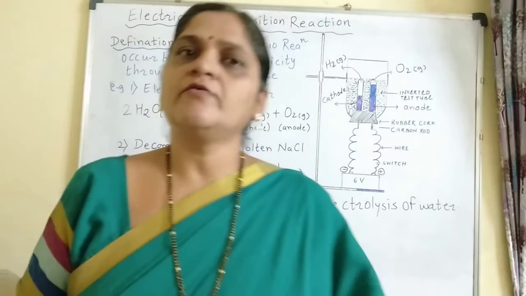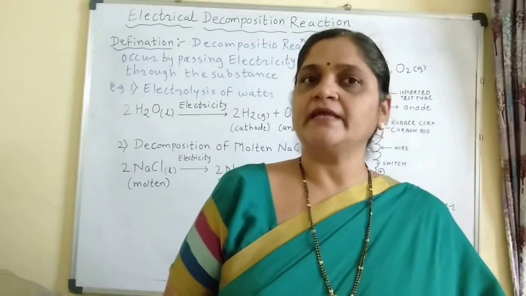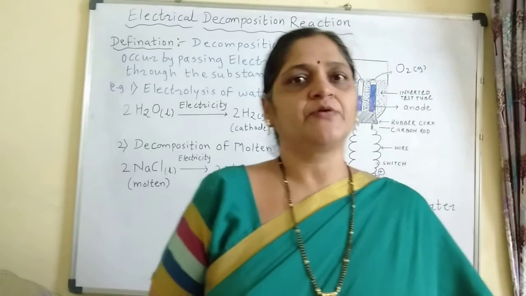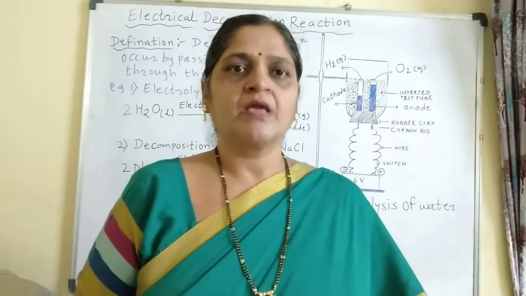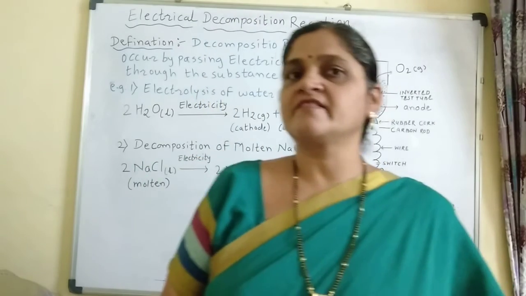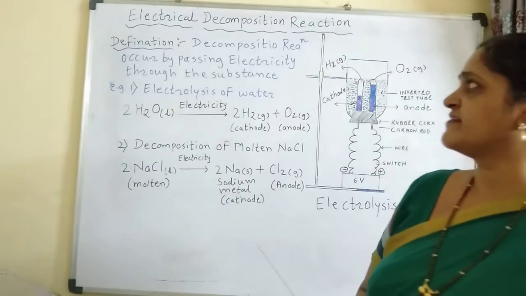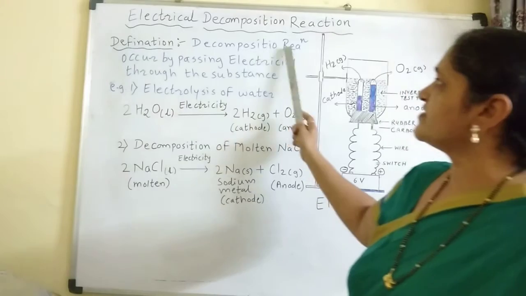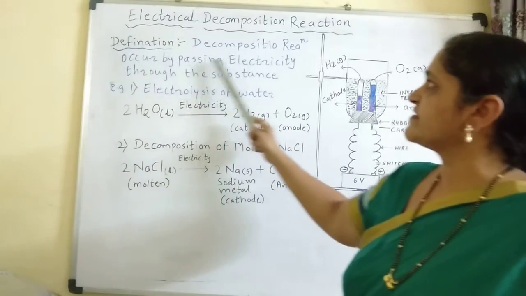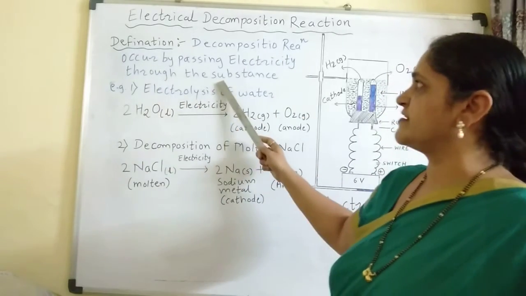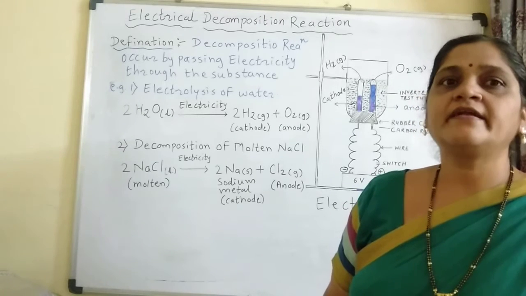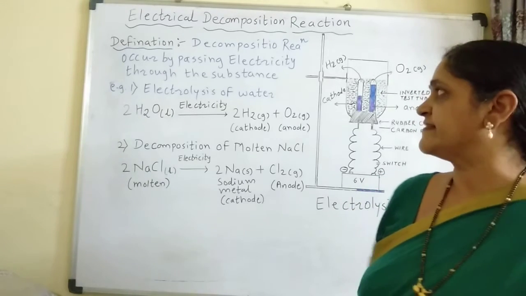Hello students, in this video we are going to discuss electrical decomposition reaction. We already discussed thermal decomposition reaction in the previous video. Now let us see the definition first: what is the meaning of electrical decomposition reaction? Electrical decomposition reaction can be defined as the decomposition reaction that occurs by passing electricity through a substance. This is known as electrical decomposition reaction, or electrolysis.